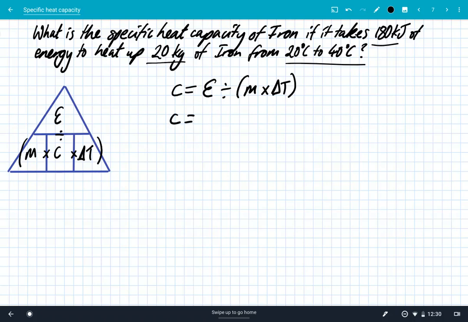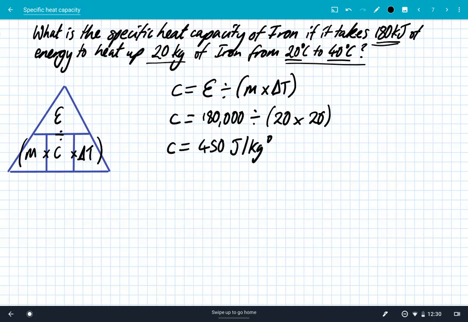So C is equal to the energy, right? This time we've got the energy in kilojoules. So we have to multiply that energy by 1,000 because kilo means 1,000. So that's 180,000 divided by the mass, which is in kilograms already. So it's 20 times the temperature change. It's gone from 20 to 40, so it's increased by 20 degrees Celsius. And when you stick that into your calculator, you'll get a value of 450 joules per kilogram per degree Celsius. Always remember to give your units whenever you're doing any calculation. And it's that easy. You just put the formula and you substitute your values in.